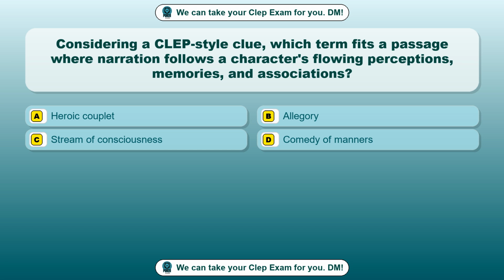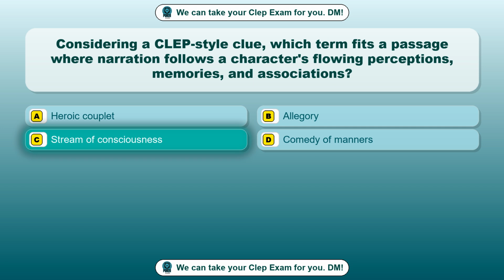Question 38. Considering a CLEP-style clue, which term fits a passage where narration follows a character's flowing perceptions, memories, and associations? Option A. Heroic couplet. Option B. Allegory. Option C. Stream of consciousness. Option D. Comedy of manners. The correct answer is option C.